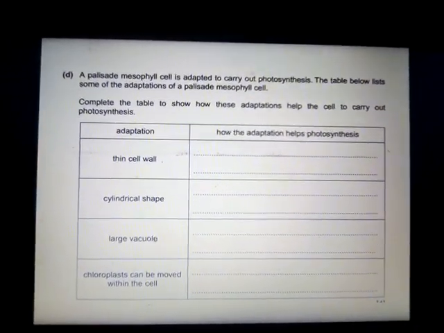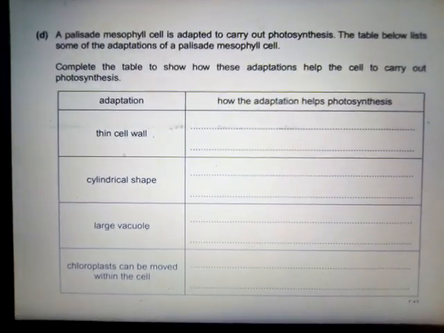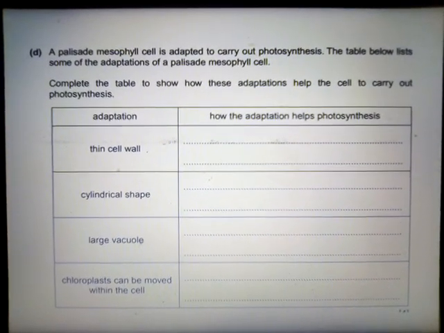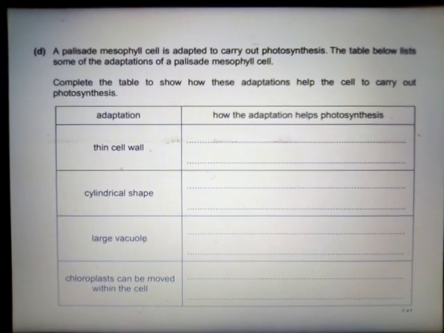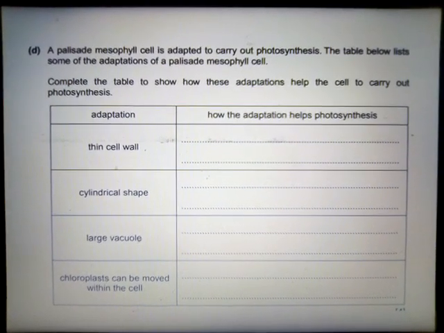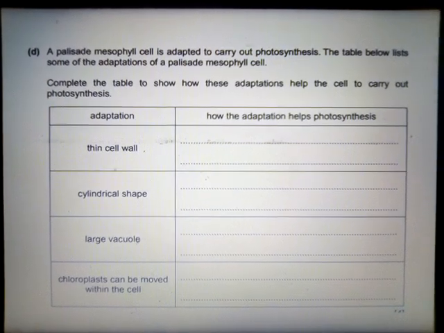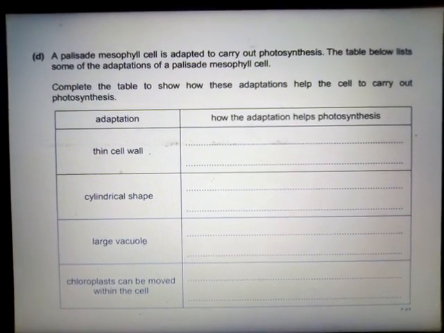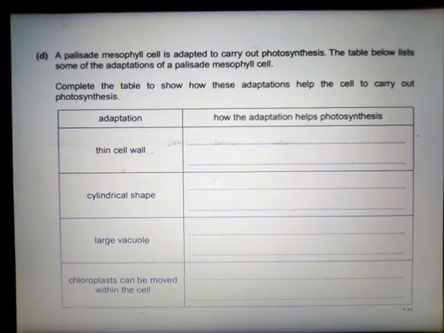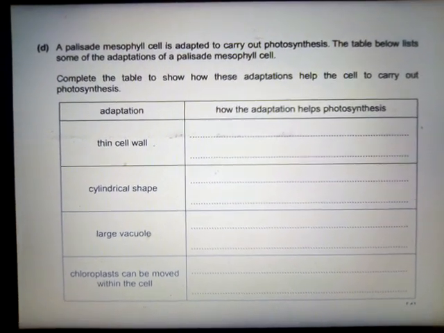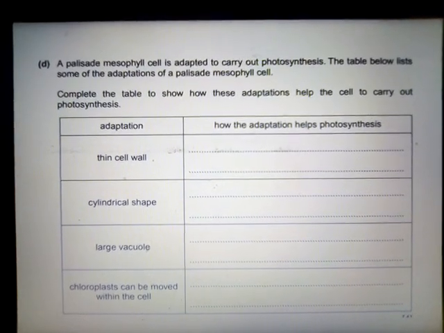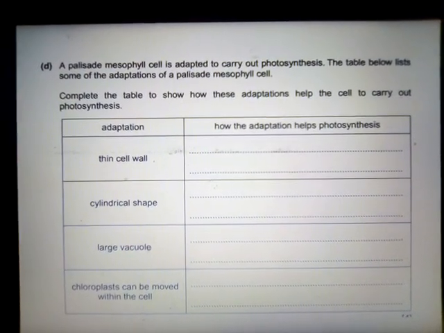Copy and complete this table. A palisade mesophyll cell is adapted to carry out photosynthesis. The table below lists some of the adaptations of a palisade mesophyll cell. Complete the table to show how these adaptations help the cell to carry out photosynthesis.